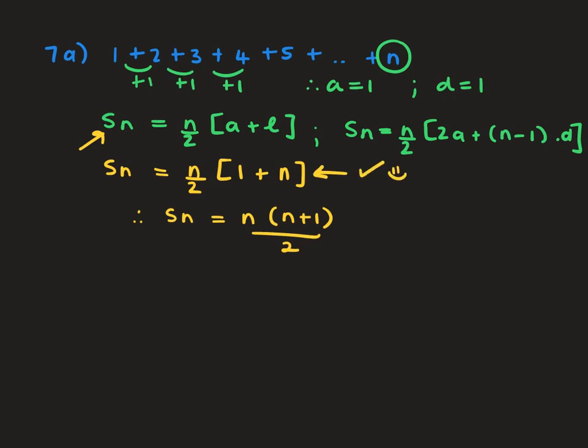Okay. Right, so in 7b, it says, find the sum of the first 1001 terms, excluding all multiples of 7. What a beautiful question.